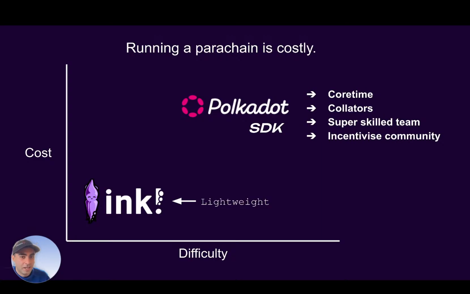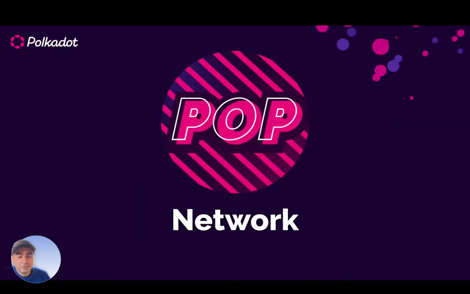And running a parachain is costly. We know that from personal experience at Rogue. You're going to have to purchase core time. You're going to have to run collators. You need a super skilled team, so you may need to hire these developers, and they need to be available 24/7 to triage issues if any come up. And if you're building an ecosystem with this blockchain, you're going to have to incentivize the community in some way. Whereas with Ink, it's lightweight, it's not costly. You can test an idea out very quickly. So hopefully that helped give the reason why Ink.